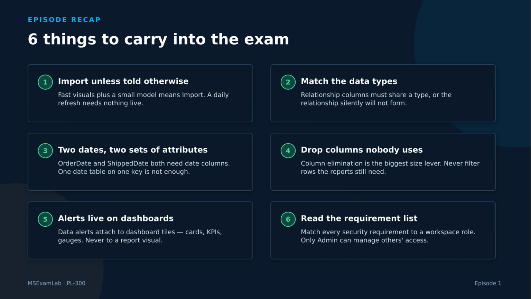3. Two dates, two sets of attributes. Order date and shipped date both need date columns. One date table on one key is not enough. 4. Drop columns nobody uses. Column elimination is the biggest size lever. Never filter rows the reports still need.